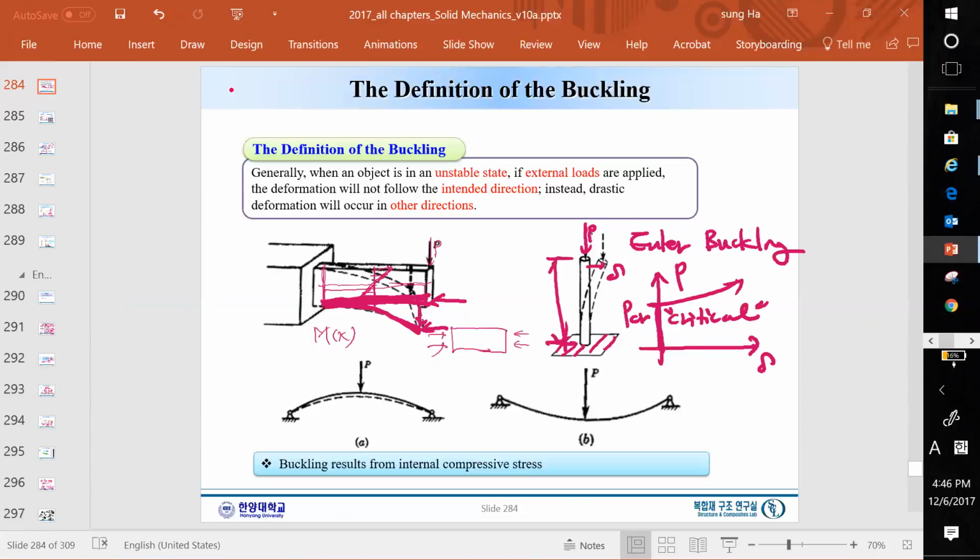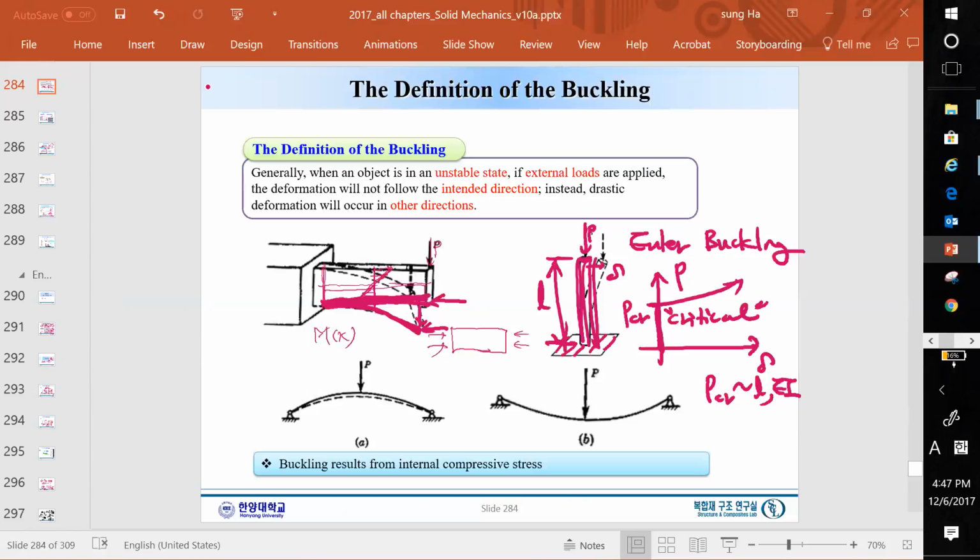So we have to design a beam, sometimes the length, sometimes the thickness, so as not to reach P critical. P critical is a function of L, and a function of the cross section, whether it is very thick or very thin, so it is a function of the bending stiffness, EI. This is one buckling case.